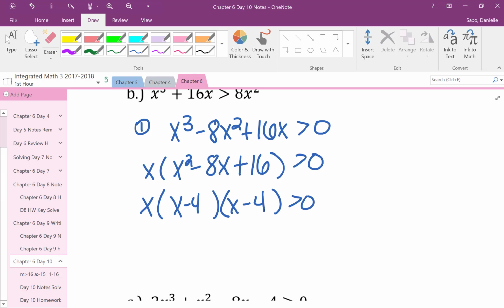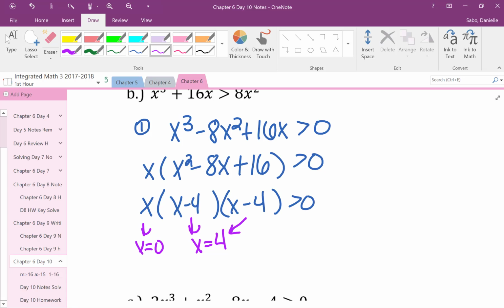Final step on this number 1 step here is just to write out the zeros. I have x equals 0, x equals 4, and then we have another x equals 4. Well, I don't have to write that twice. You can maybe just draw an arrow that also equals x equals 4. Now, on the exam, something that you're going to have to do is explain that this has a multiplicity of 2. Make sure that you understand that.